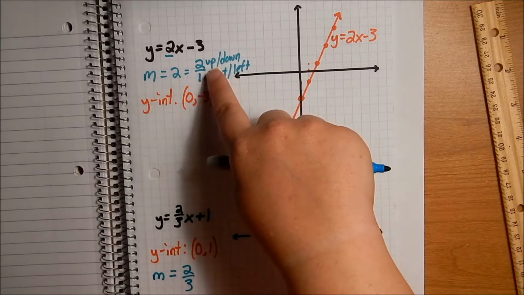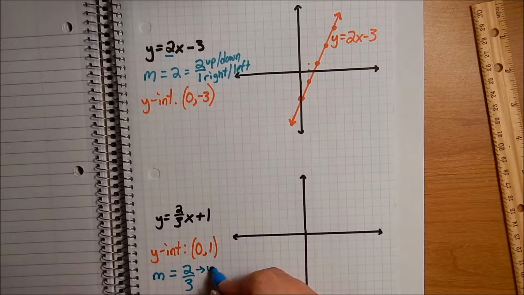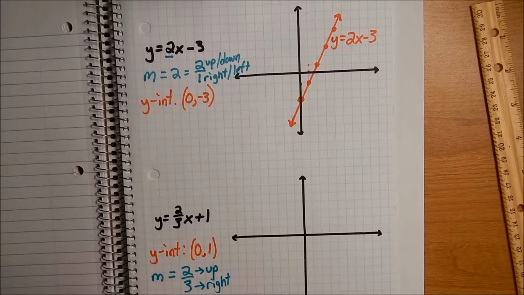And remember what we said up here. The numerator tells me up or down, and the denominator tells me left and right. So what does the slope of 2/3 really tell you to do? I'm going to go up 2 units to the right 3 units. Okay, we'll do an example in a minute where we have some negatives, so we switch it up a little bit. But again, when I go to graph, I'm going to start at my y-intercept, 0, 1.